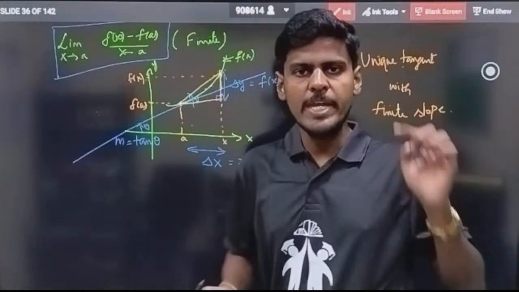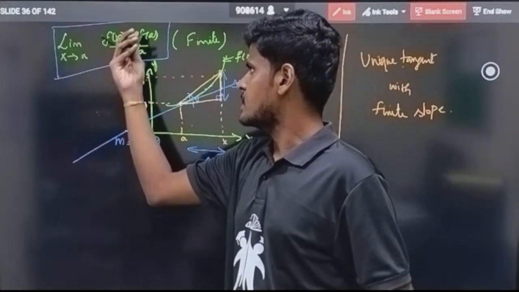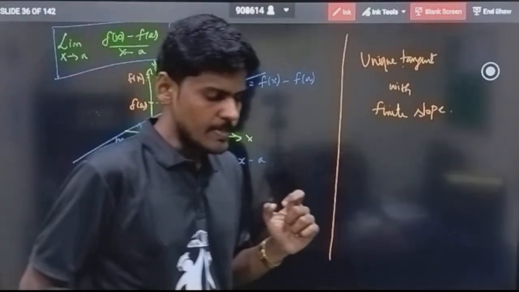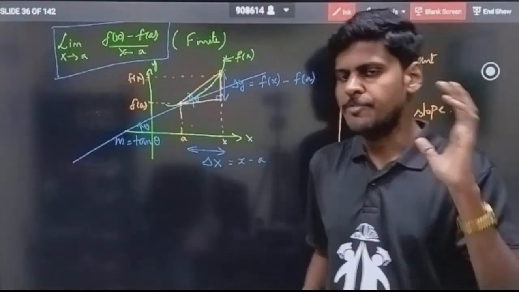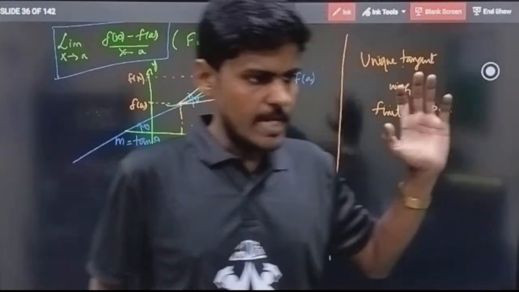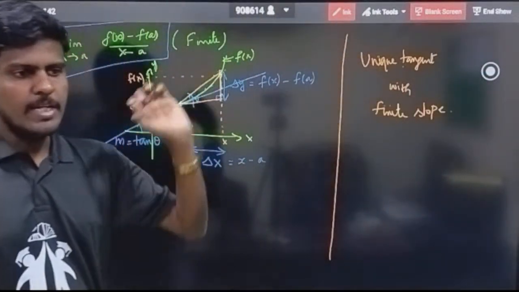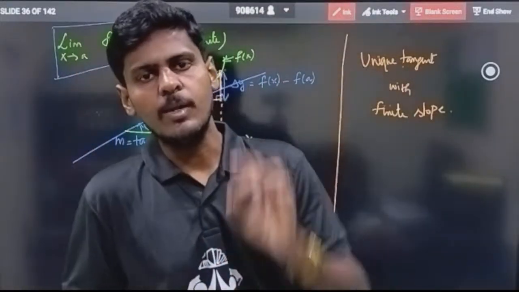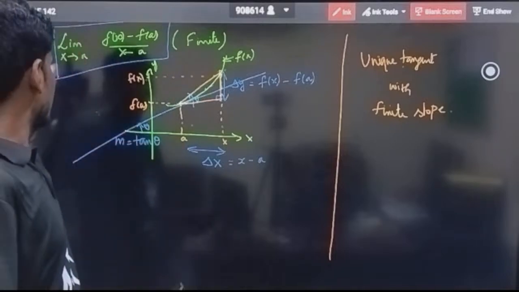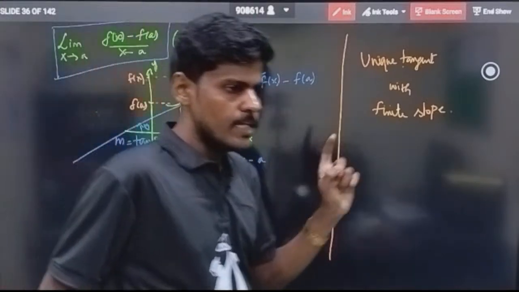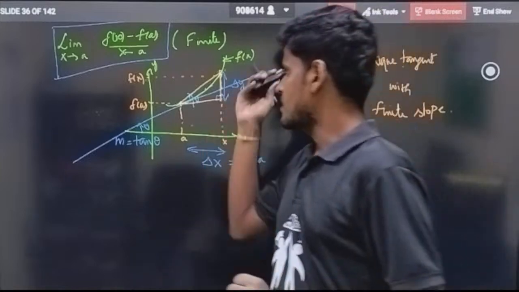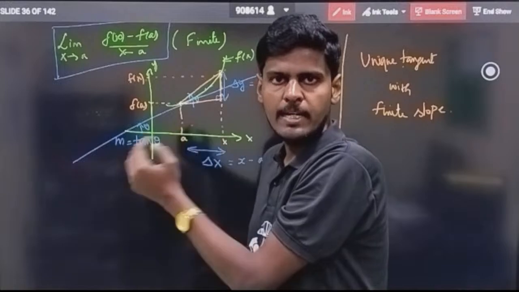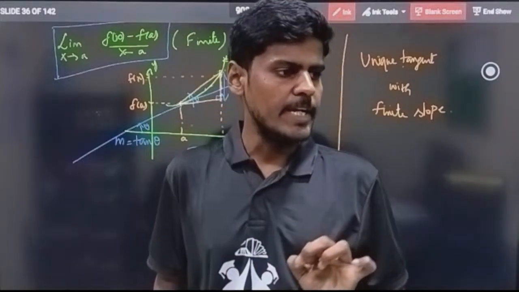Now those two limits should be equal. Only then we can say limit x tends to a, f of x minus f of a by x minus a exists finitely. That means, what does it mean? f of x minus f of a by x minus a, which is the value of del y by del x, when limit x tends to a, that means the left hand limit and right hand limit should be equal. Only then we will say the limit exists. So the limit exists finitely means the left hand limit should be equal to the right hand limit. That means the left hand derivative, that is the slope of the tangent from the left hand side, and the right hand side should be equal. That is the meaning of it.